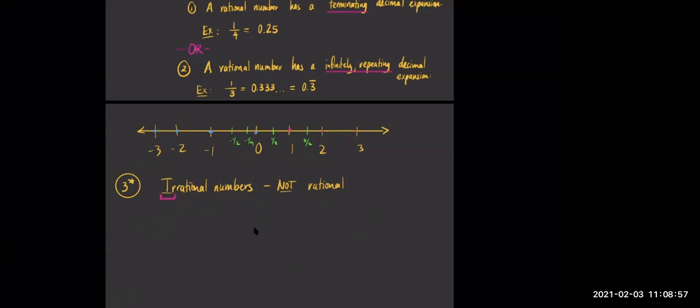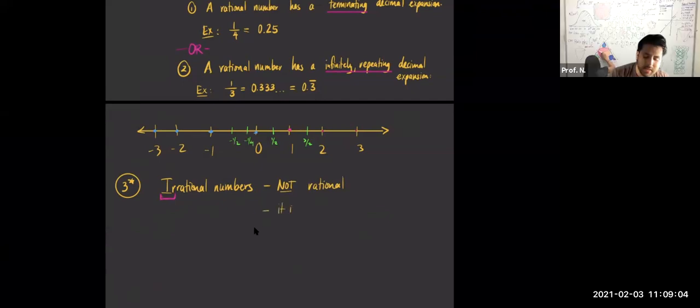So if you're not rational, what does that mean? Yes, an irrational number cannot be turned into a fraction that contains integers. It is a number that cannot be expressed as a fraction of integers.